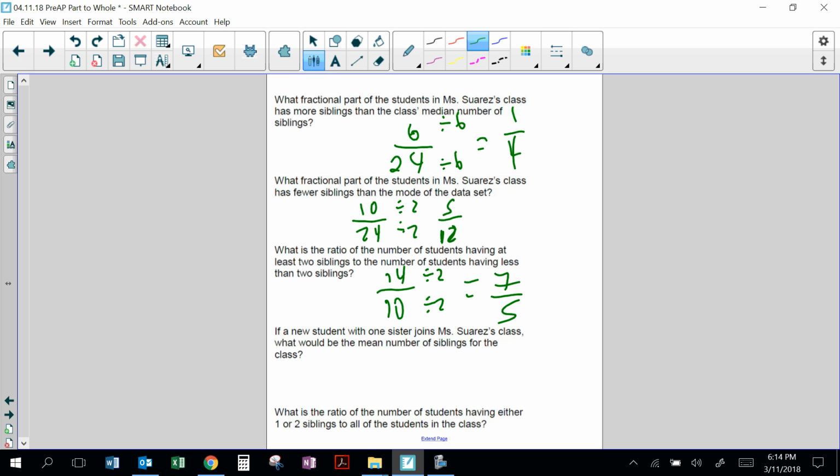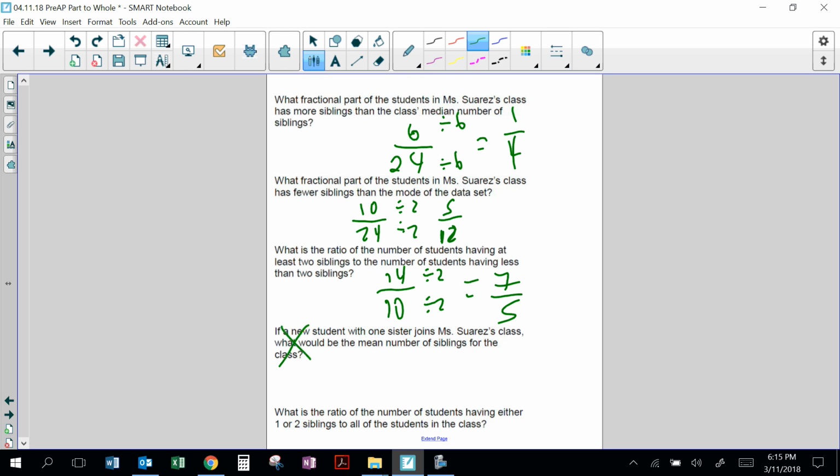If a new student with 1 sister joined Ms. Suarez's class, what would be the mean number of siblings for the class? We're not going to do this one, so I'm going to scratch it out because I don't really have access to a calculator here, or I do, but I'm not going to. We're just going to skip this one for now.